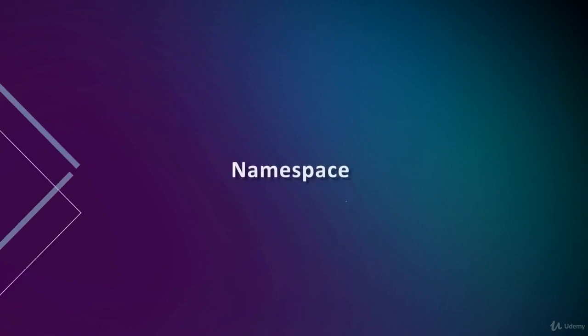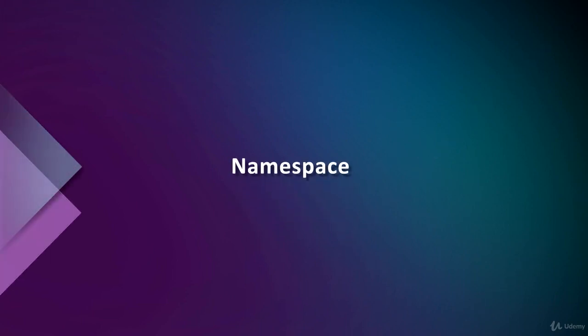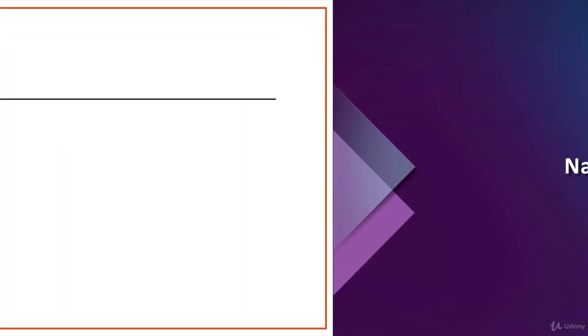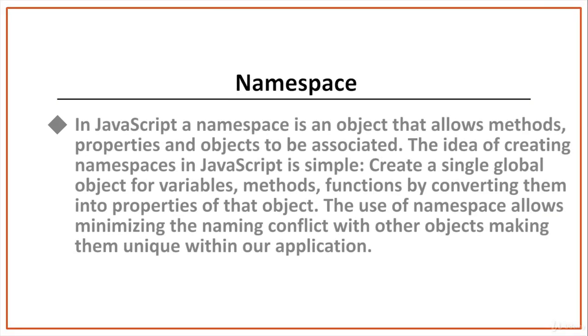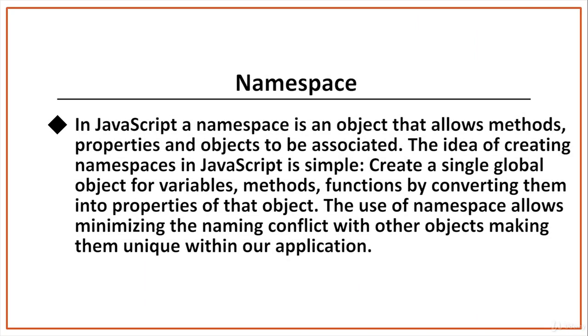Then namespace. A namespace is a container that allows you to associate all the functionality of a certain object with a unique name. In JavaScript, a namespace is an object that allows methods, properties, and objects to be associated. The idea of creating a namespace in JavaScript is simple: creating a single global object for variables, methods, and functions by converting them into properties of that object. The use of a namespace allows minimizing naming conflicts with other objects, making them unique within our application.